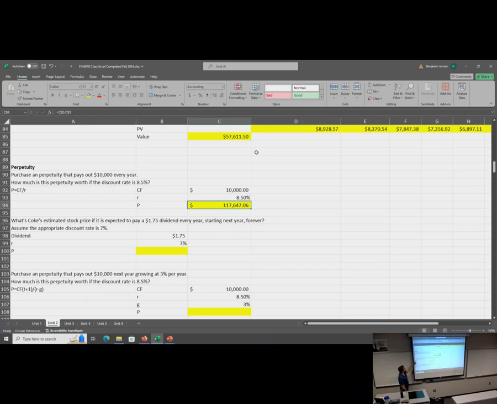We can also apply this to valuing a company stock if they happen to pay dividends. Typically, companies' dividends grow over time. They're not fixed. But let's just say that a company pays out $1.75 in dividend, and it's going to have a discount rate of 7%. The value of the stock would be $25.